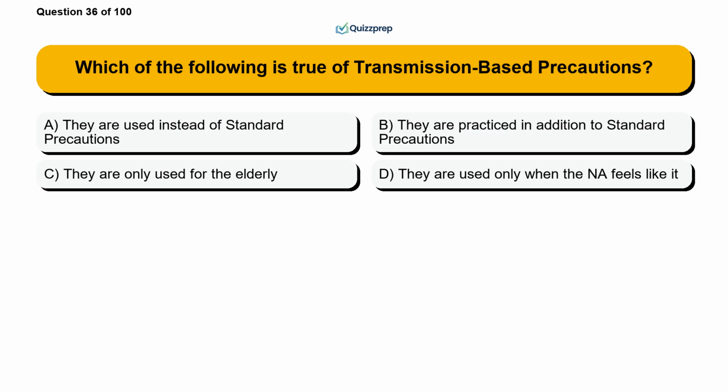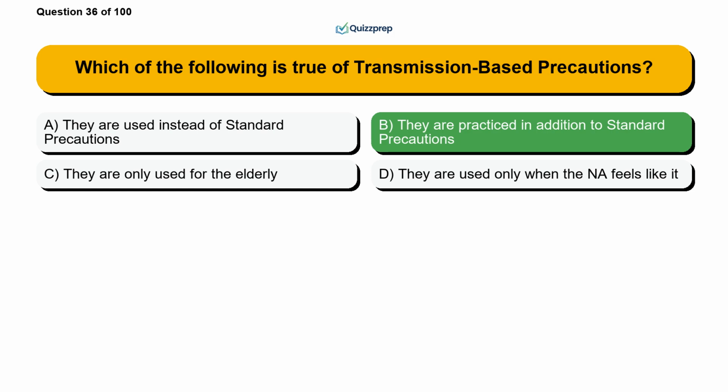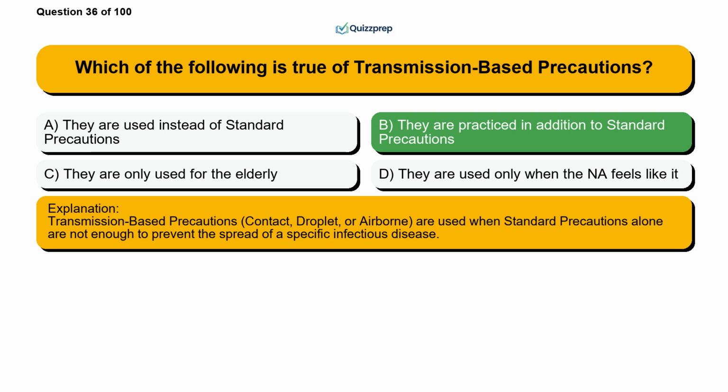Question 36. Which of the following is true of transmission-based precautions? Option A, they are used instead of standard precautions. Option B, they are practiced in addition to standard precautions. Option C, they are only used for the elderly. Option D, they are used only when the NA feels like it. The correct answer is option B, they are practiced in addition to standard precautions. Transmission-based precautions, contact, droplet, or airborne, are used when standard precautions alone are not enough to prevent the spread of a specific infectious disease.